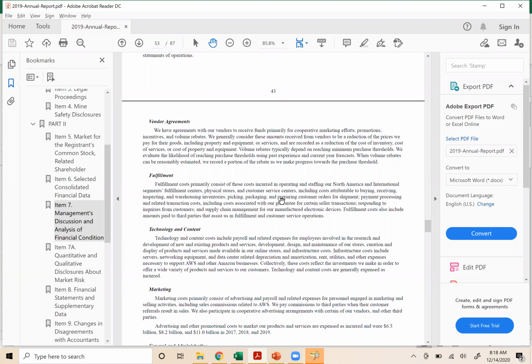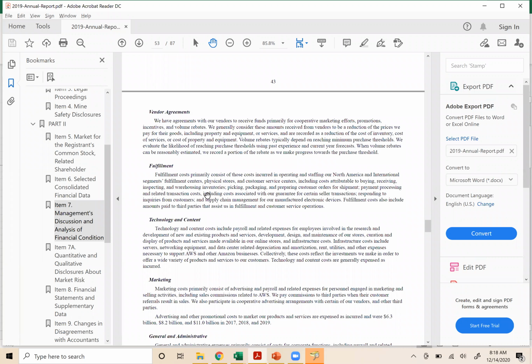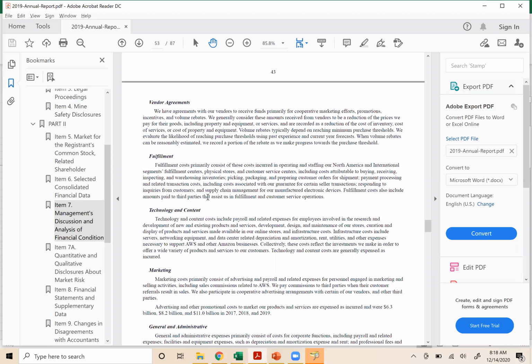Fulfillment talks about buying, receiving, warehouse inventories, costs associated with seller transactions. Doesn't sound like depreciation. Let's jump to technology and content. Okay. They talk about infrastructure costs, networking equipment, data center related depreciation and amortization. There's the first instance of depreciation and amortization. So there is at least some depreciation in technology and content. Going to hold that. Maybe it's there.